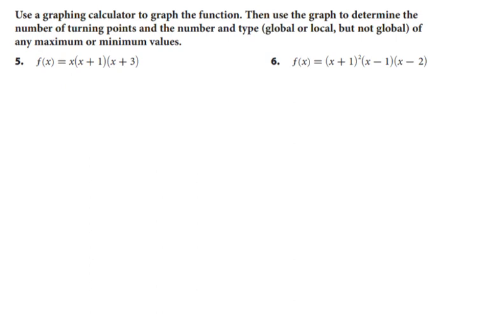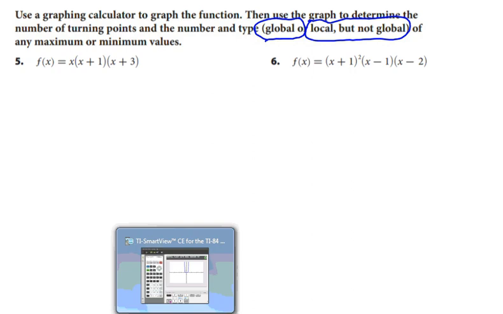Next, 5. Use graph calculator to graph the function. Then use the graph to determine the number of turning points, and the number and type, global or local but not global, of any maximum or minimum values. So let's go put this in our function editor.